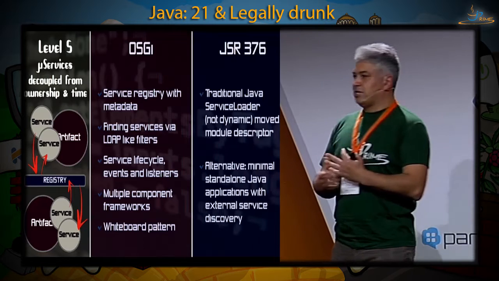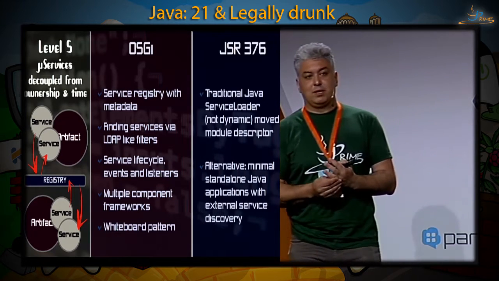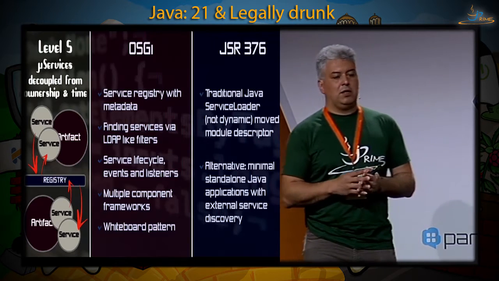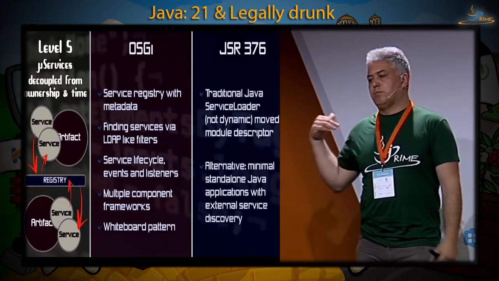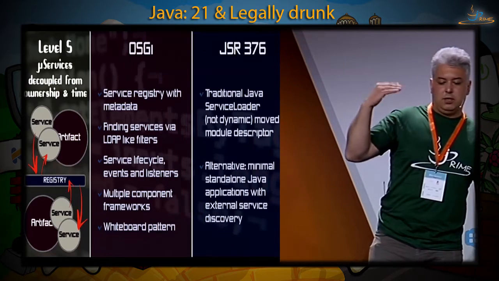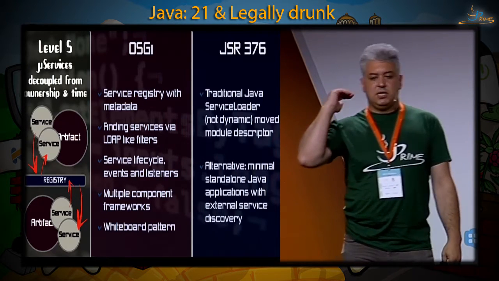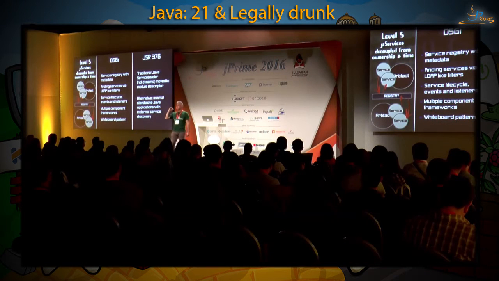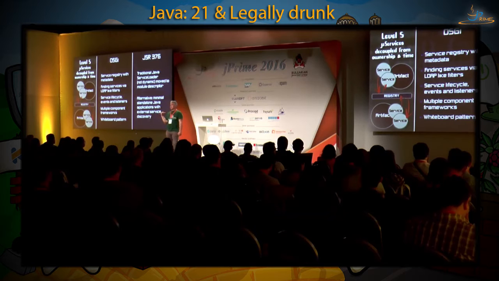I'm sorry to tell you, but there is nothing coming in Java 9. In fact, if you go to the Java 9 Jigsaw project website, they have a very nice page that says what is a requirement and a non-requirement, and versioning and dynamism are explicitly stated there as non-requirements. So that's not going to happen in Jigsaw.